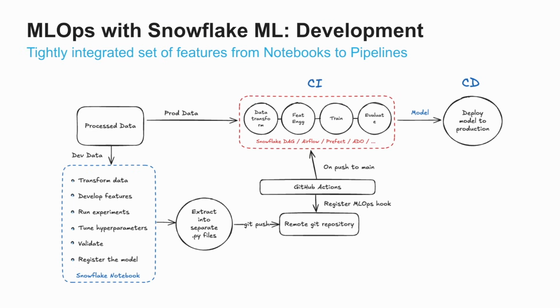So just taking a step back, we've covered a lot about the end-to-end ML workflow, but in terms of the development, we have a tightly integrated set of features from notebooks to pipelines. Using Snowflake notebooks, we can perform any type of transformations, feature engineering, and model validations. We can register this model, extract it into separate PY files, push it into a remote GitHub repository, and also create a CI/CD pipeline with ease. From there onward, we can deploy the model to production.